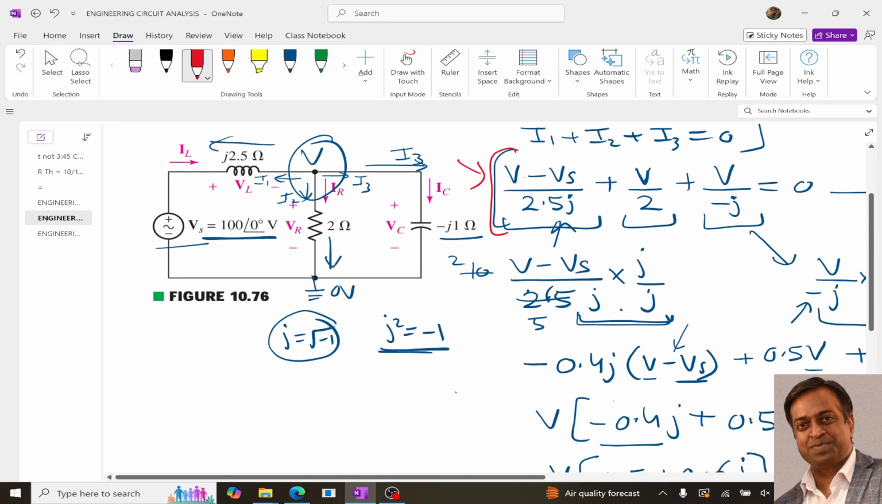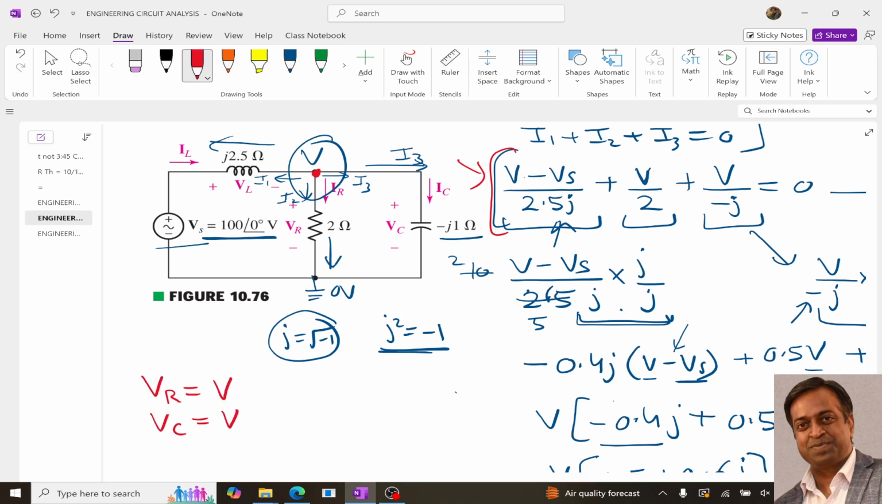Since this is V, our VR will be equal to V. Our VC will be equal to V, because in this branch there is no other source, impedance or resistance. So VR will be equal to V, and VC will also be equal to V. What about VL? Now VL will be the difference between Vs minus V, right?